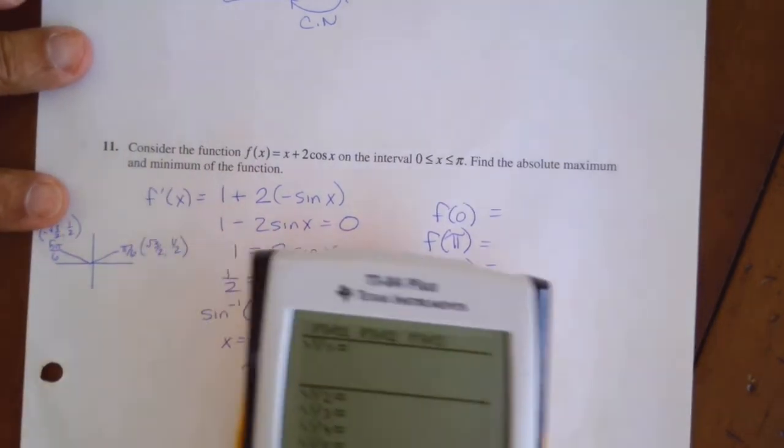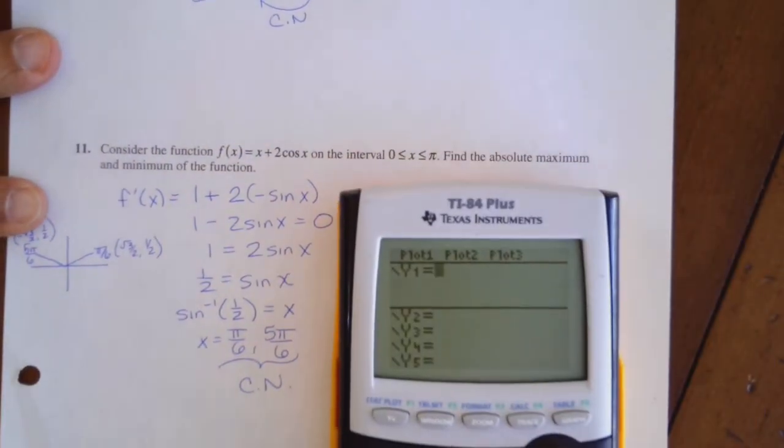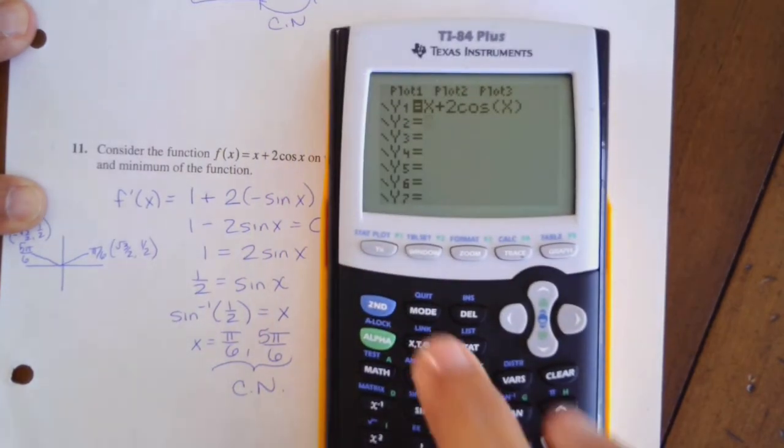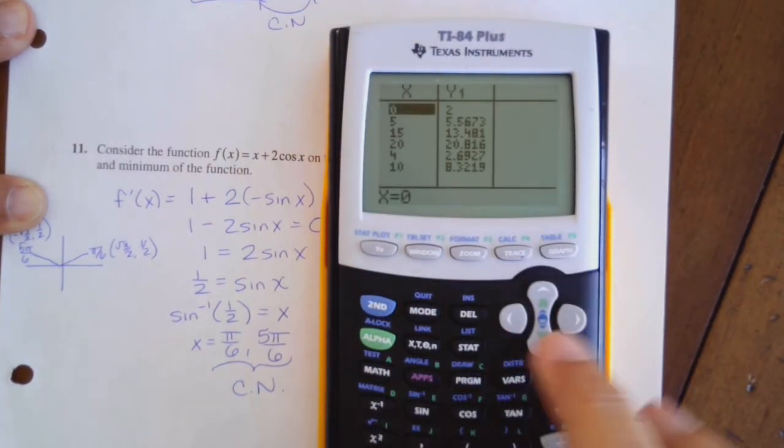clear that out. All right, so let me stick this here for a minute. So in y equals, I'm going to put x plus 2 cosine of x. Remember, original function. Okay, original function. All right, I'm going to go to my table, clear out.